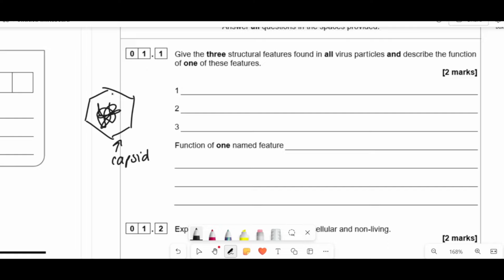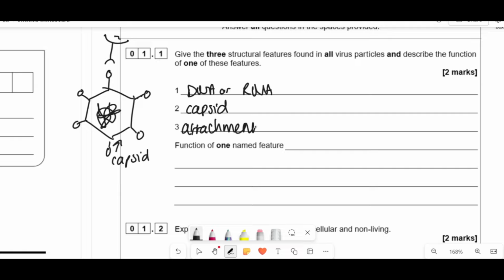The only way that it can get in is it needs to be able to bind to the cell's receptors and then get in that way. That's how a lot of viruses work. So you've also got these attachment proteins sticking out. What they'll do is they'll bind to a complementary receptor on a cell. This receptor might be for something else entirely. It just happens to bind to it as well, and then it can enter the cell like that. So here then, three structures include the DNA or RNA, the capsid, and attachment proteins.